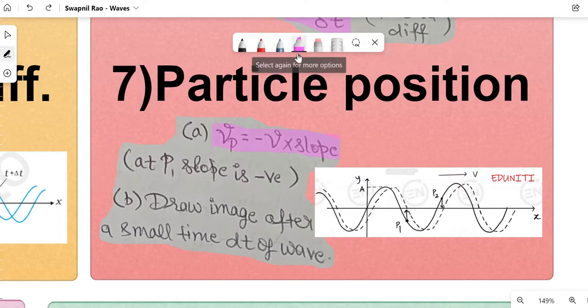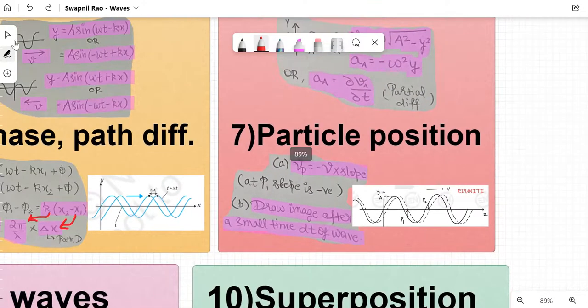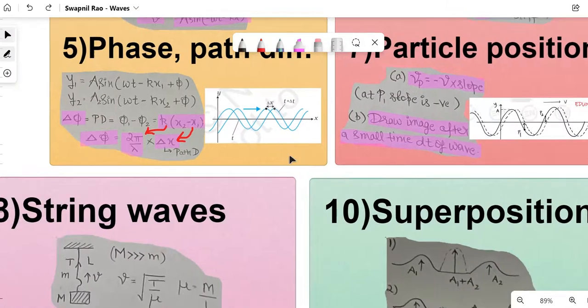Method number 2 is just to draw an image of the wave after a small time dt. That's what the image here depicts. The dotted line is the wave position after a small time dt. This could be drawn by anyone because it's imaginative. Once you draw the dotted line, the particle would have come somewhere around here after a small time dt. So that is method number 2. Both methods have been written over there. One needs a formula and the other one doesn't.